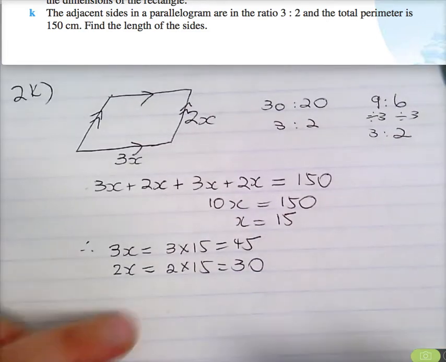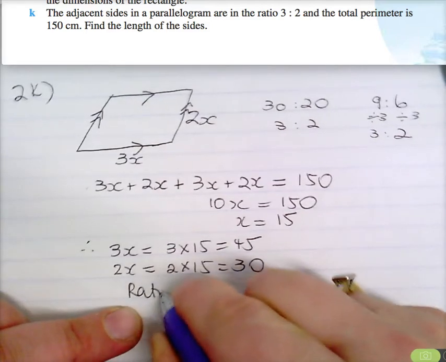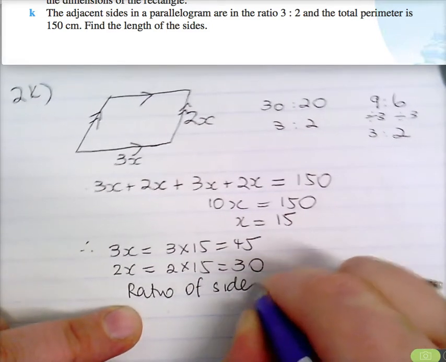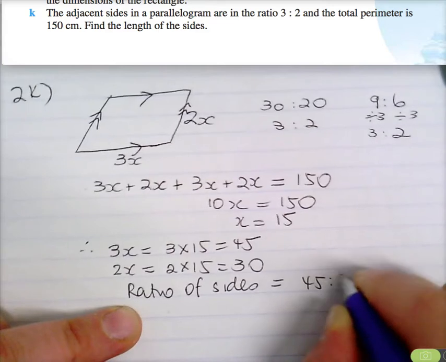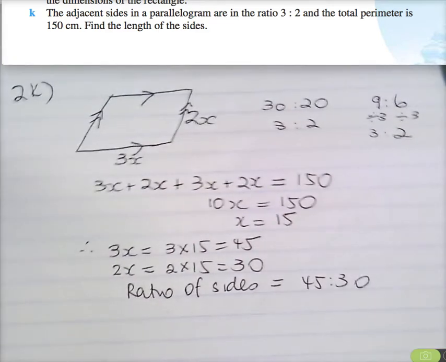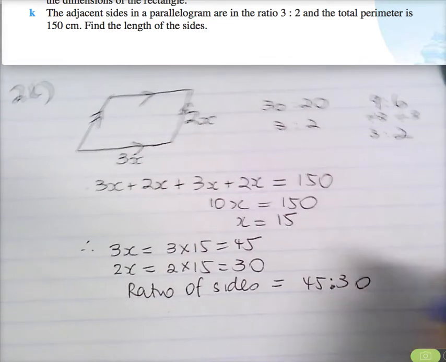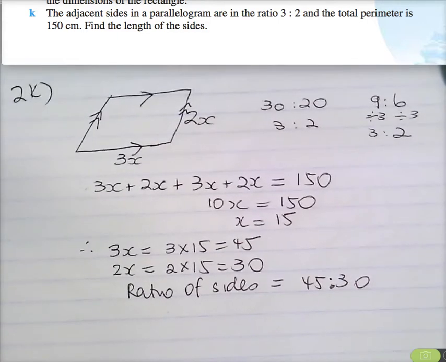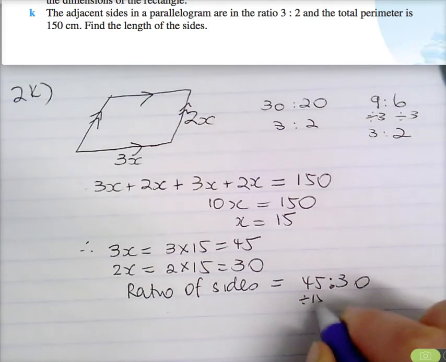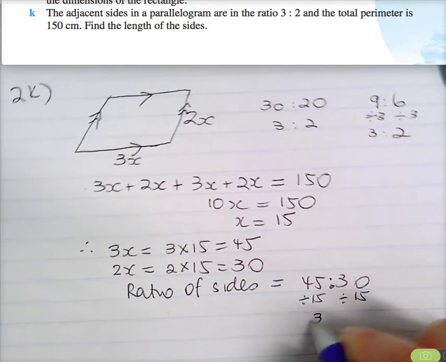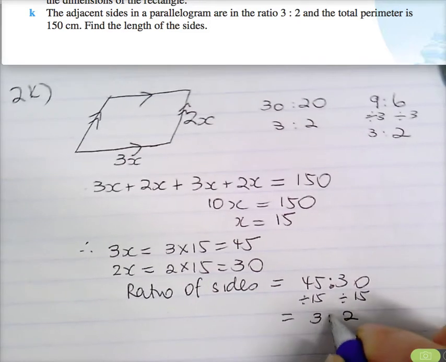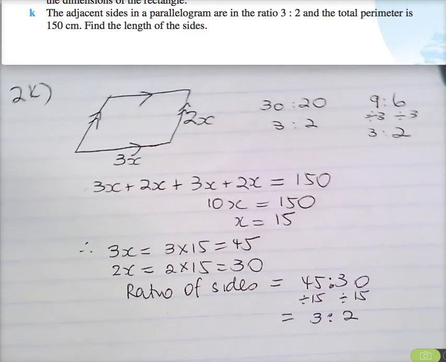Let's see, what's the ratio of my sides? Just to put it all in, 45 to 30. They're not that hard yet. Tomorrow we do harder ones. So the ratio of the sides is 45 to 30, which if you divide them both by 15, you get 3 to 2.